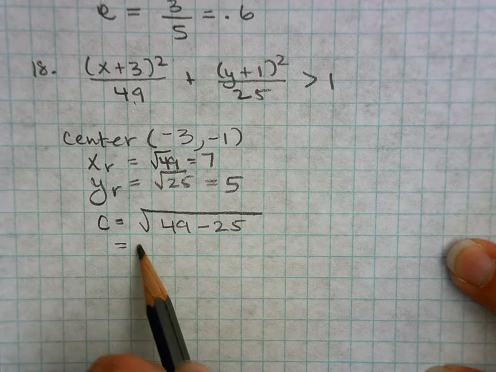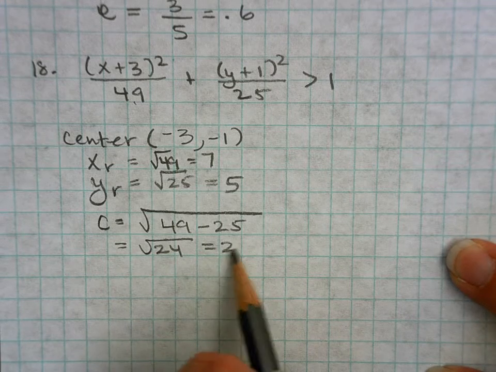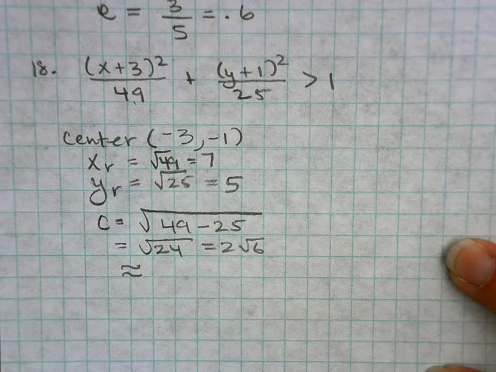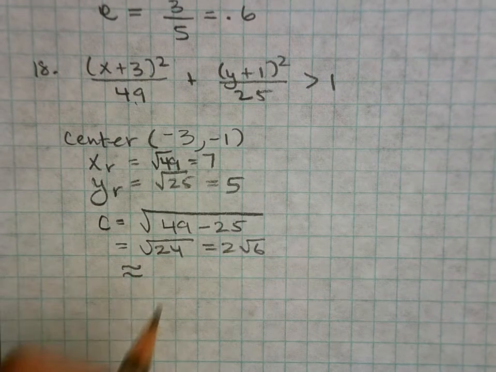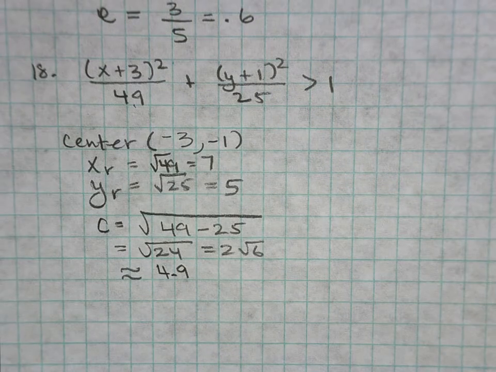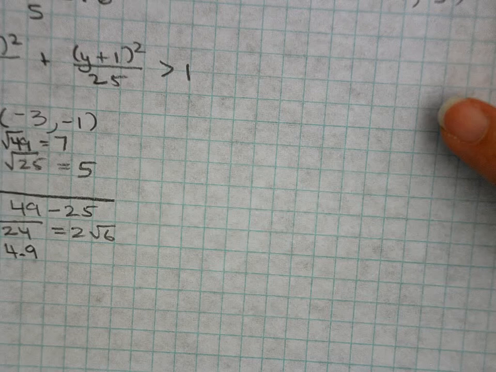And so that would be the square root of 24, which is 2 root 6, but I want to go ahead and do this as a decimal, because if I want to graph it, I want to be able to graph that. So I'm just going to do the square root of 24 here, which is 4.9. That way I can graph 4.9. So let's go ahead and scale this out.